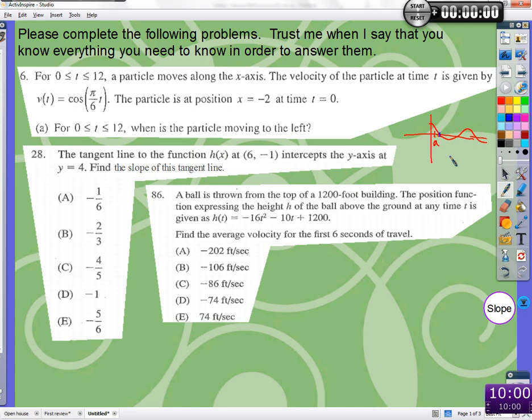How fast is it moving right here? It's not moving. It's zero. What's it doing right then? Taking a break. Changing direction, right? Because right after that, which direction is it moving? Left. To the left. Okay?